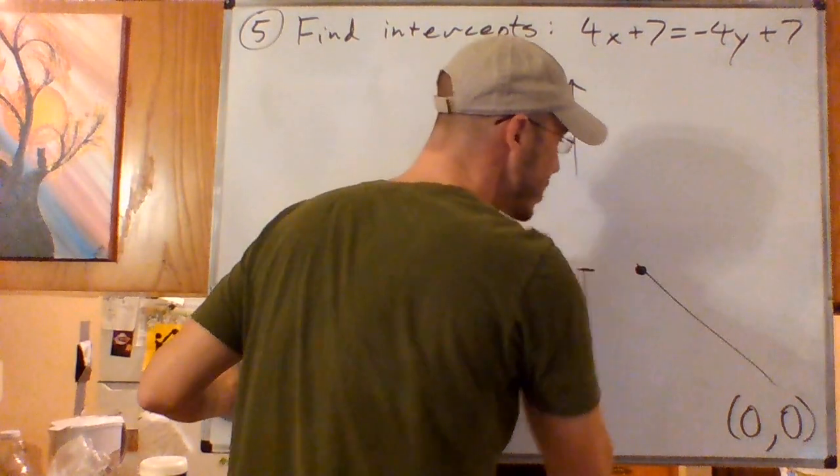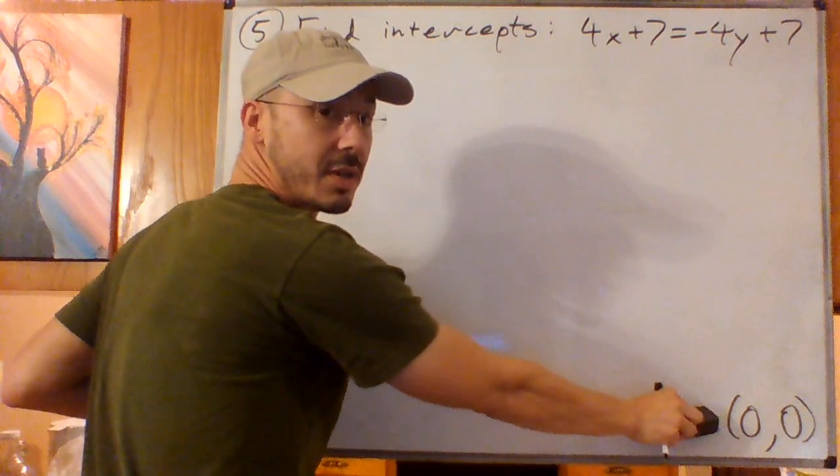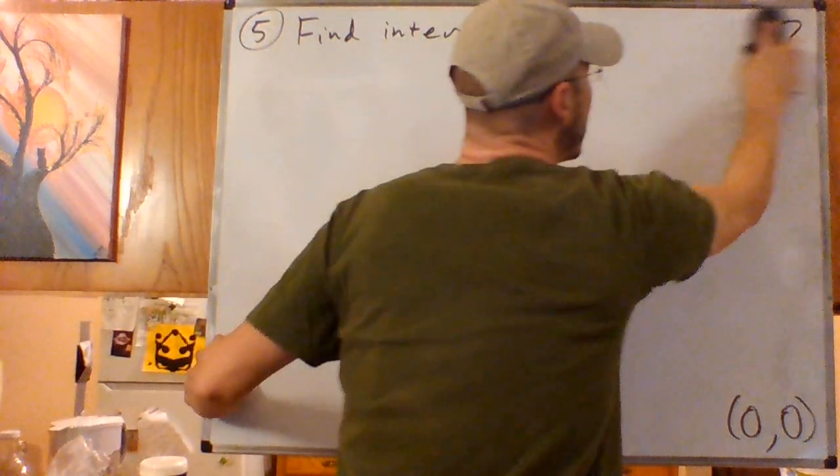So if it's asking you for the intercept, x-intercept or y-intercept, it's this one. But you do have to find a second point in order to graph that.